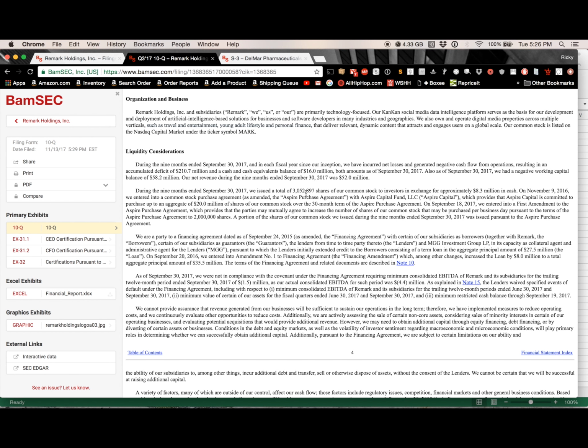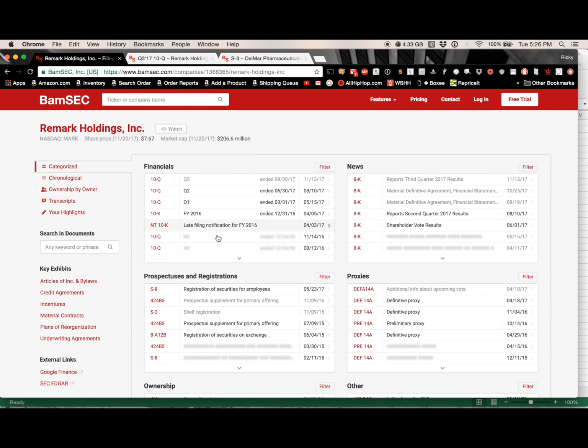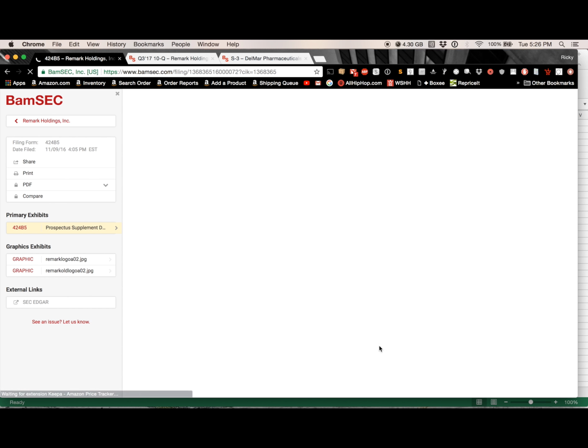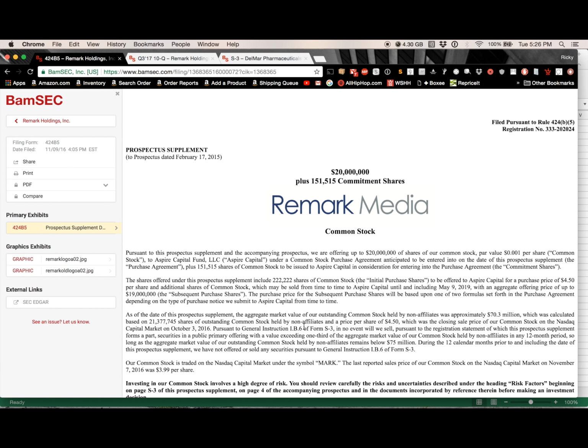So you just add this 3 million to what was in this last prospectus supplement of 21.3 million. So they've got about a 24.5 million share float. And that was how I calculated the one for Mark.